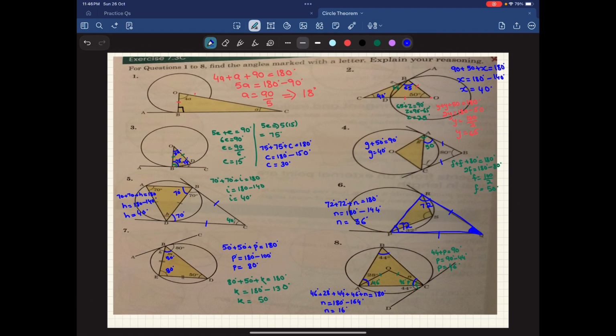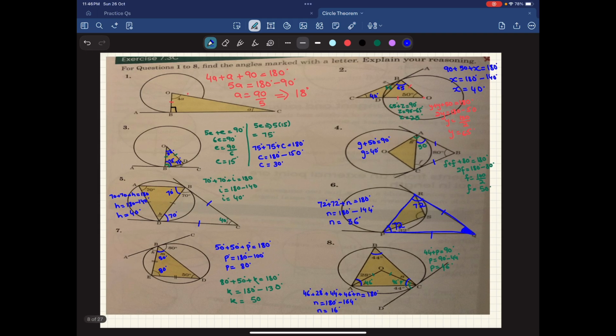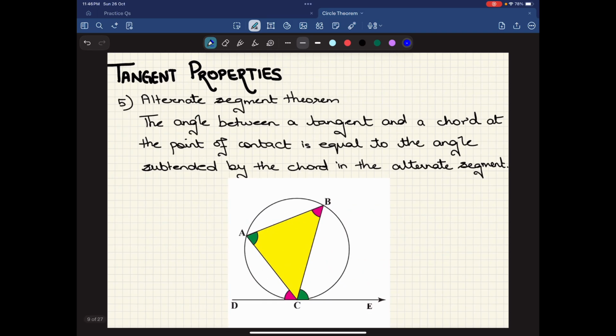Okay, so we have covered the entire exercise involving the application of tangent properties to circles. I hope it is clear. And let's move on to the next property. The next tangent property is the alternate segment theorem. So let's read what the property states. The angle between a tangent and a chord at the point of contact is equal to the angle subtended by the chord in the alternate segment.